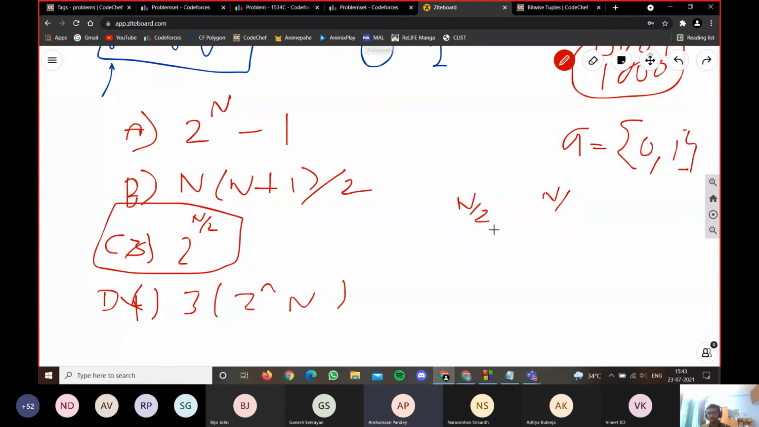Why does your group size need to be n by 2? You can have 1 and n minus 1, right? You have 1, 1 and all the rest are zeros.